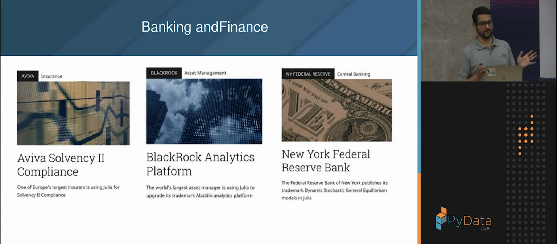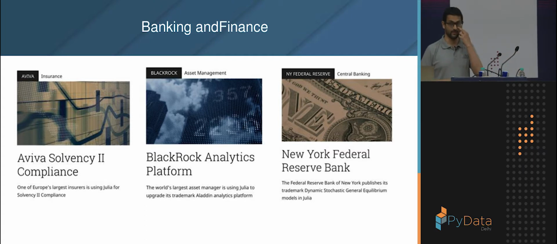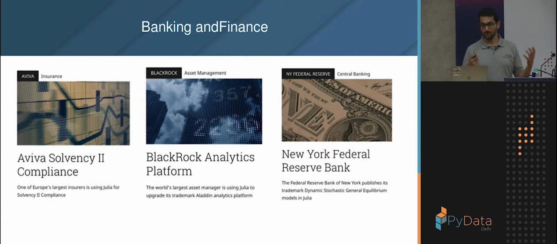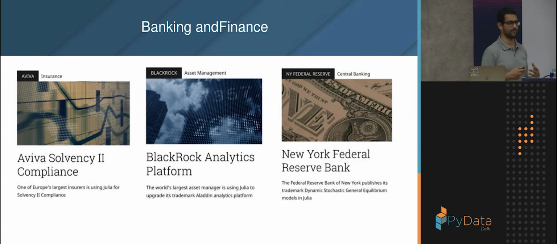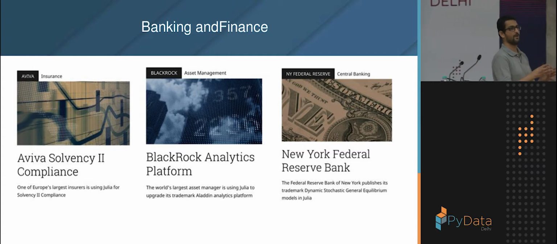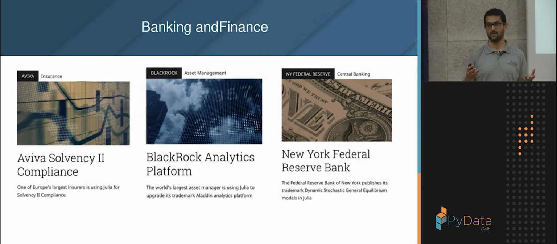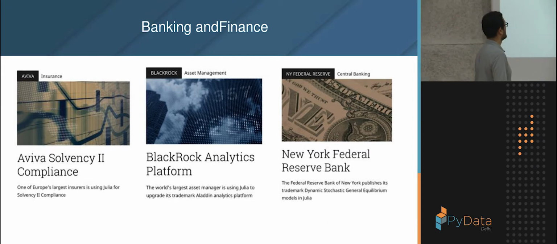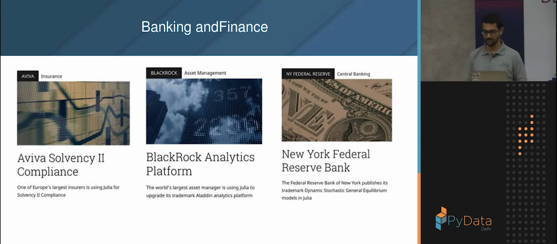A lot of Julia applications in banking and finance. For example, Aviva, one of the world's largest insurers, uses Julia for its Solvency II system. It's basically a risk management platform, and it uses Julia to simulate all the future scenarios that might happen and figure out if the company is going to be at risk in case the stock market crashes or something. BlackRock uses Julia for its analytics platform as part of the Aladdin analytics platform. The New York Federal Reserve, for example, uses Julia for a lot of its macroeconomics research.